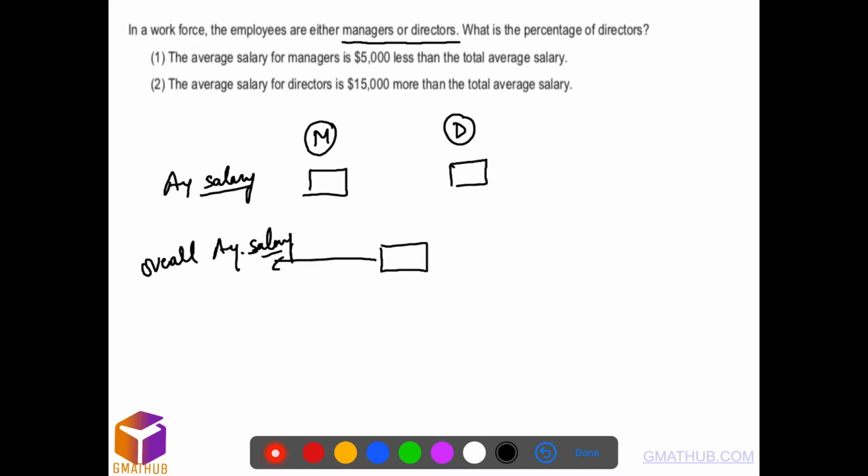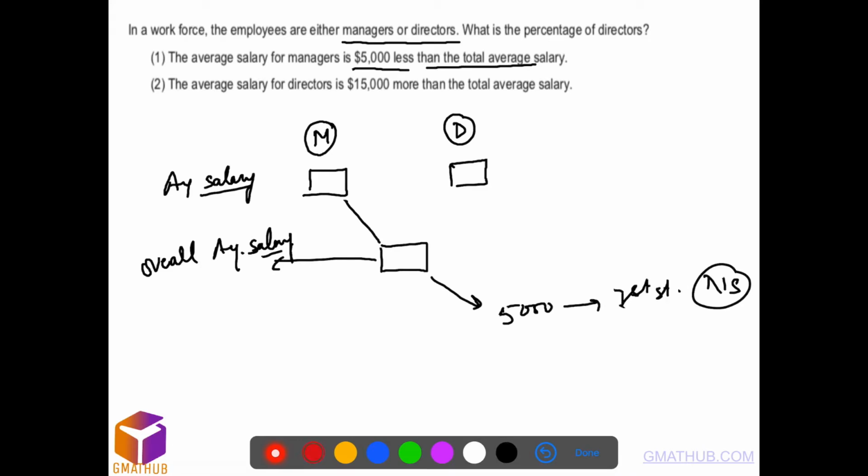First statement tells me the average salary for managers is 5,000 less than the total average salary. So the difference of these two numbers is 5,000 from the first statement. This is not sufficient. Second statement says the difference between directors and the overall average salary is 15,000. This alone is not sufficient.